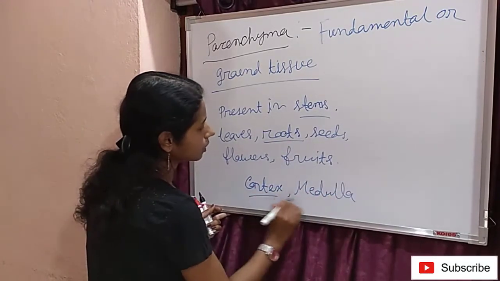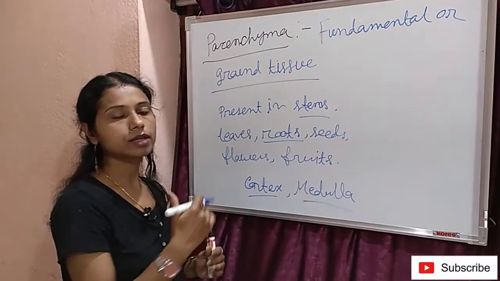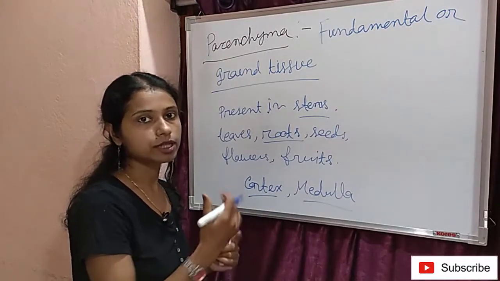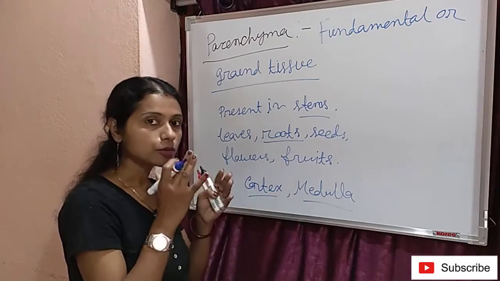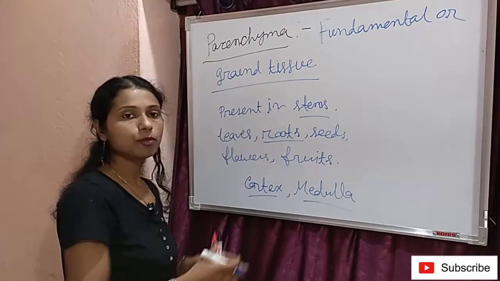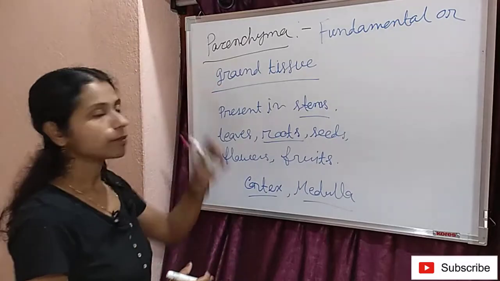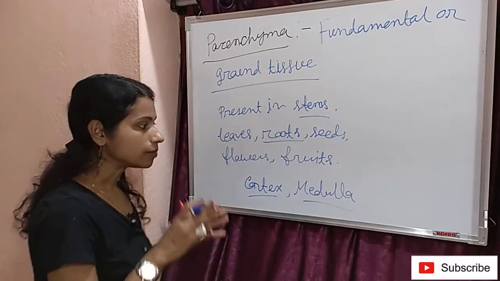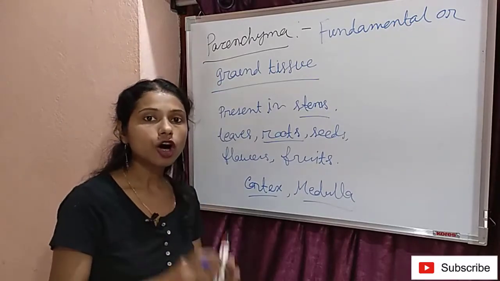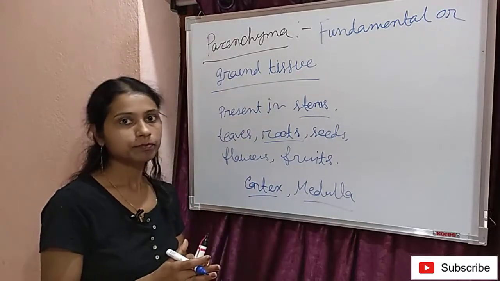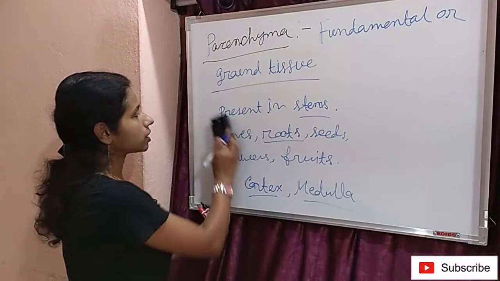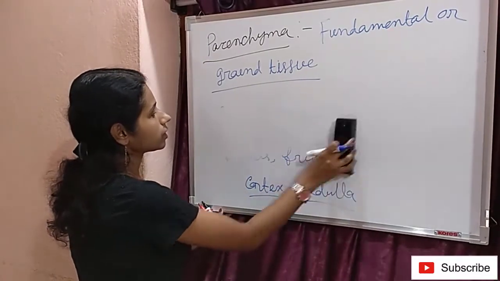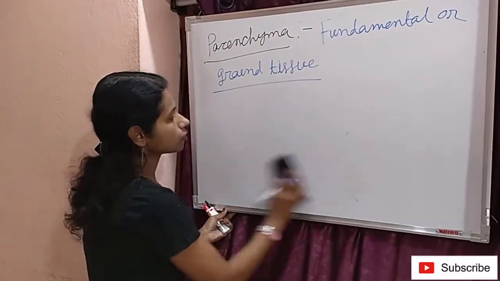Now, what is medulla and cortex? Cortex means the outer layer of stems and roots. And medulla means the center part of the stem and root. So, both of them are made up of what? Parenchyma. Actually, parenchyma is present in all the soft parts of the plant. Everywhere in the soft part, it is present.